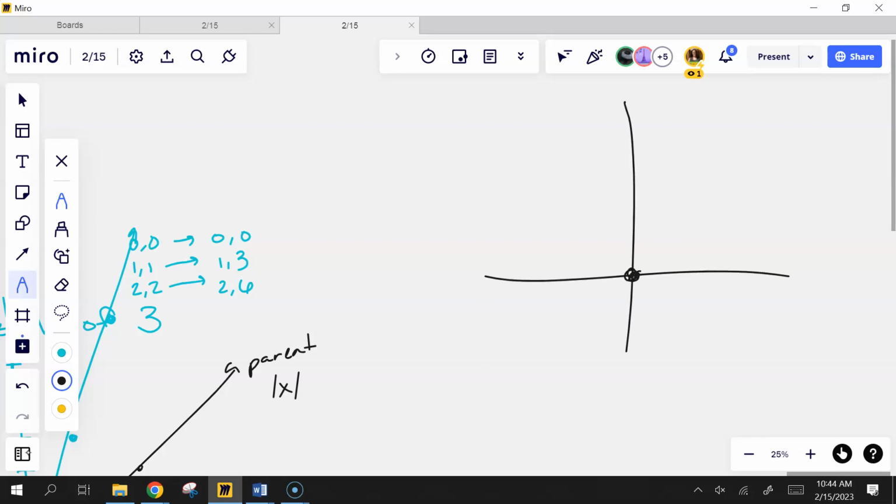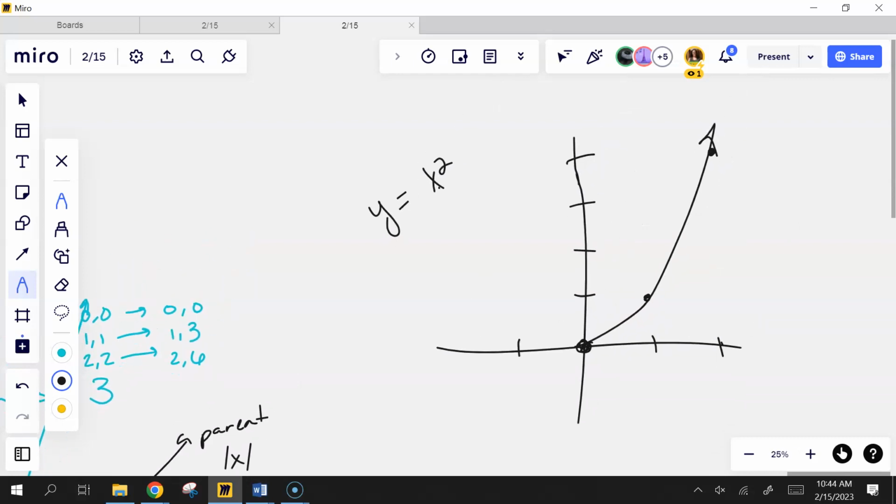Zero, zero. 1, 1. If you plug in 2, what do you get? You plug in 2 to this equation. 4. So 2, 4 is here. So this is one side. And then I can just reflect. Square your x. Yeah. That's right.